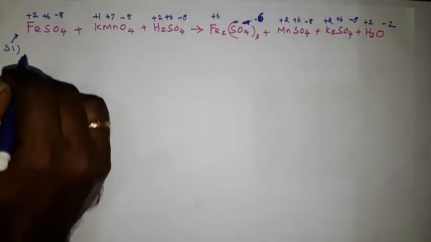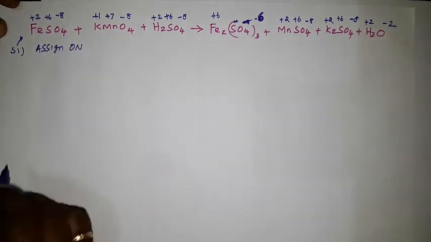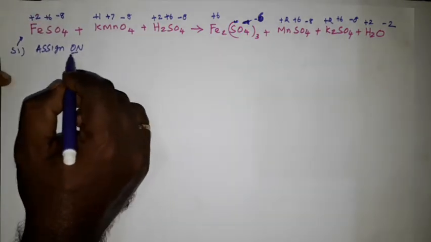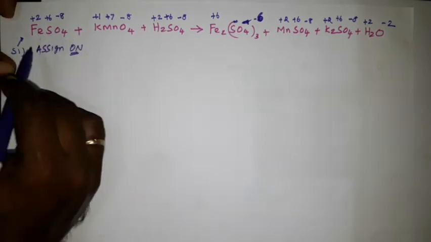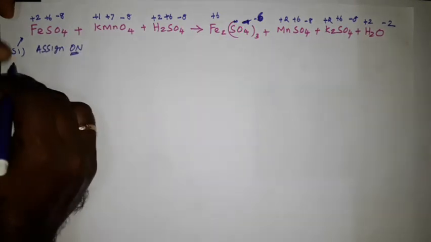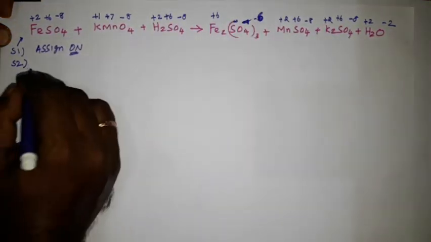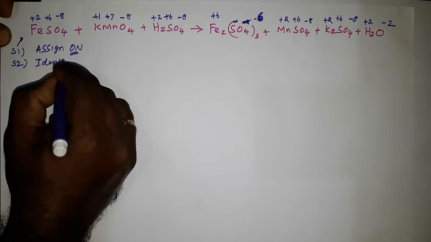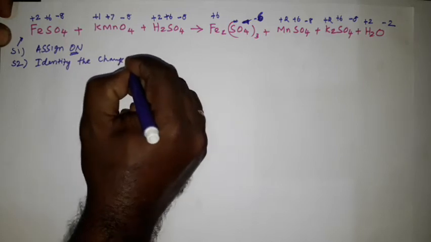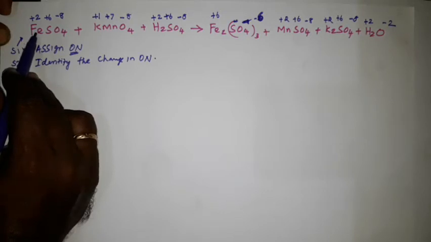Alright. So in step 1, assign oxidation number. In step 2, see, ON, that is oxidation number. So whenever you calculate the oxidation number, identify for single atoms. So in step 2, we are going to identify the change in oxidation number.